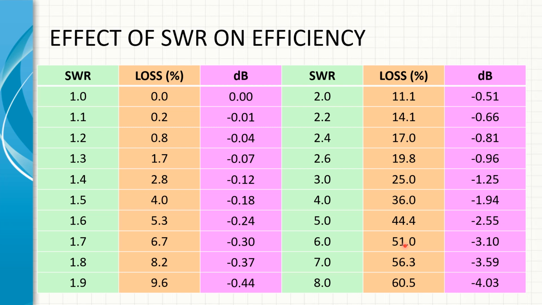So don't get too terribly wrapped around getting much below SWR of 1.5, because you see, it only drops off a couple percent in terms of reducing your losses. It's more important that you get on the air. It's more important that you get the antenna up as high as possible, some of the other factors we talked about.